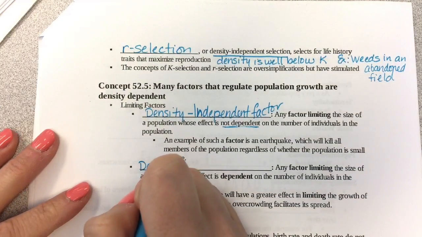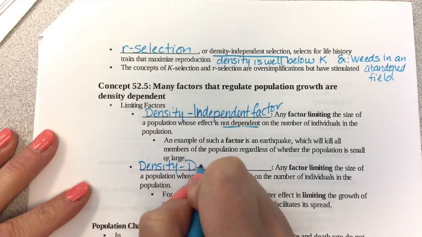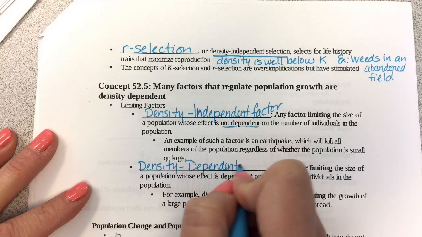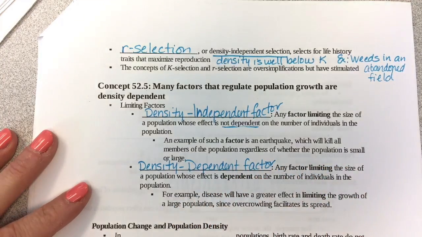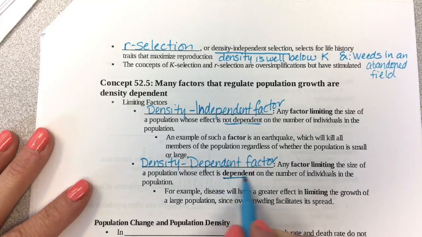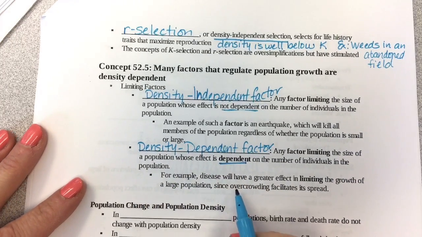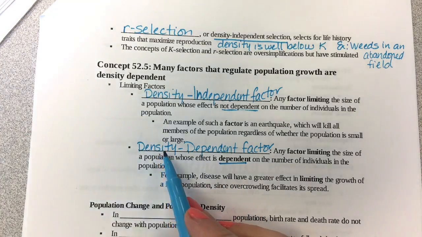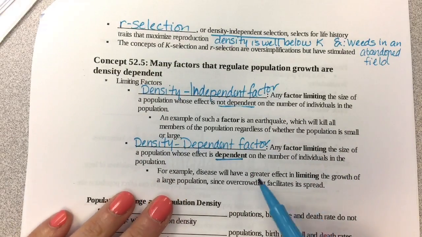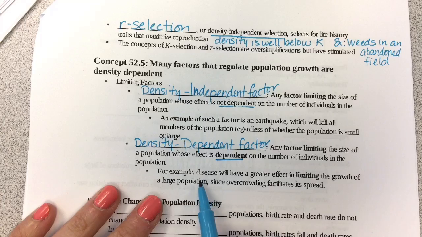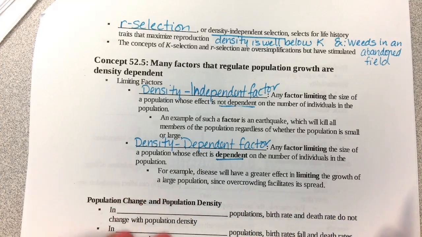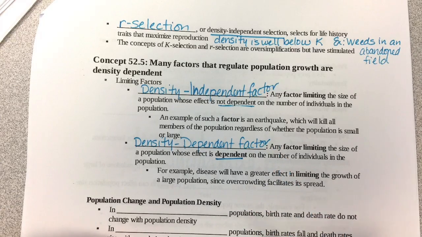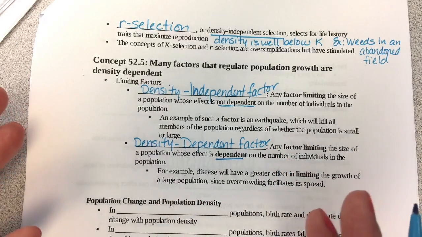Versus density-dependent factors. Any factor limiting the size of a population whose effect is dependent on the number of individuals. An example of this would be disease. The greater the density of a population, the more crowded and closer together the organisms are, so disease will have a greater rate of spread. So disease will have a greater effect in limiting the growth of a large population since overcrowding facilitates its spread. And so those are density-dependent and independent factors that help to control and regulate population.